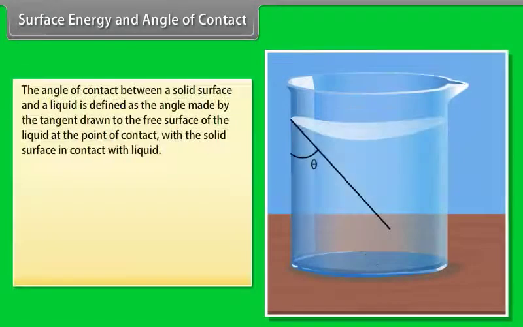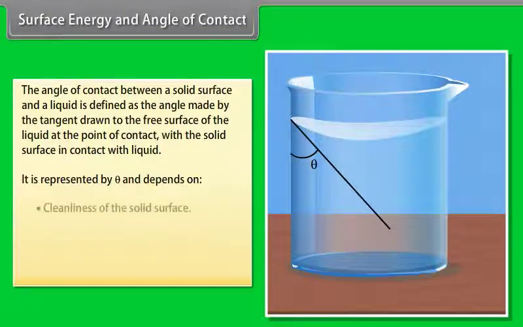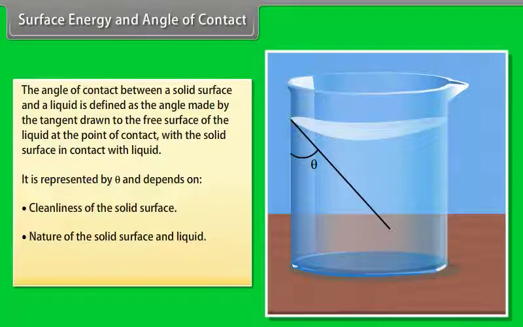The angle of contact between a solid surface and a liquid is defined as the angle made by the tangent drawn to the free surface of the liquid at the point of contact with the solid surface in contact with the liquid. It is represented by theta and depends on cleanliness of the solid surface, nature of the solid surface and liquid, and medium above the free surface.